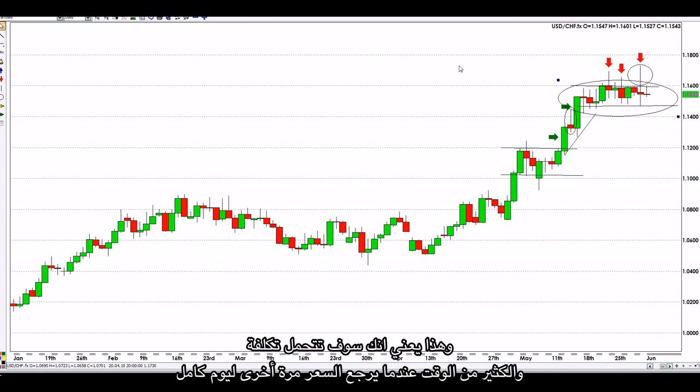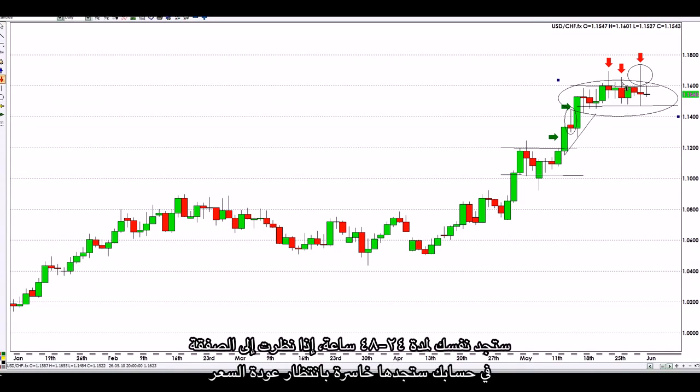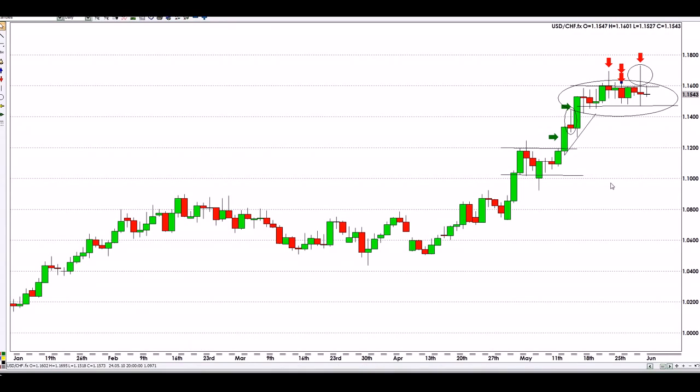That means you're going to incur carryover fees, and a lot of times when price pulls back for the entire day, you'll find yourself in a 24-hour to 48-hour period where you're actually, if you look at the trade in your trading account, you're actually in the negative waiting for price to come back around.